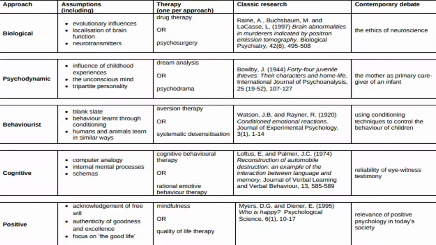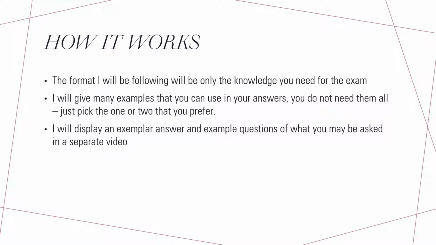There we go. So here's the spec as you would have seen in your lessons. Behaviourist, biological, cognitive, positive, everything here that you'll be doing for component 1. So how it works is, I'll be giving you the knowledge you need for the exam. There'll be some extra stuff as well. So where in your paragraphs you will only need 1 or 2 examples, I might give 2 or 3. You can pick whichever one you need, really.